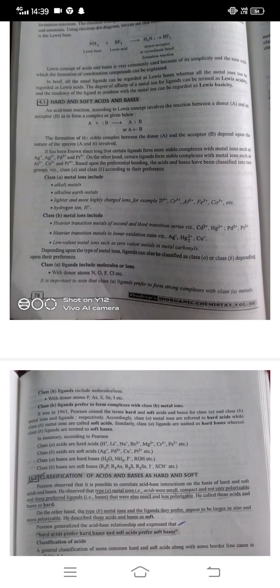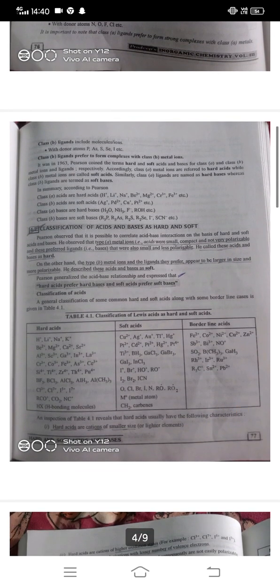Depending upon the type of metal ion, ligands can also be classified as class A or class B, depending upon their preference. Class A ligands include molecules or ions with donor atoms N, O, F, Cl. It is important to note that class A ligands prefer to form strong complexes with class A metals. Class B ligands include molecules and ions with donor atoms phosphorus, arsenic, sulfur, iodine, etc. Class B ligands prefer to form complexes with class B metal ions.